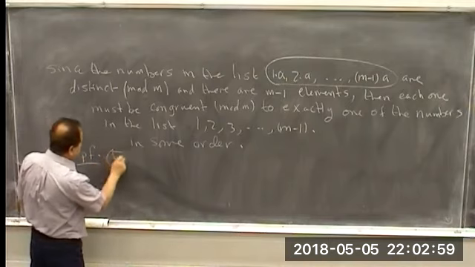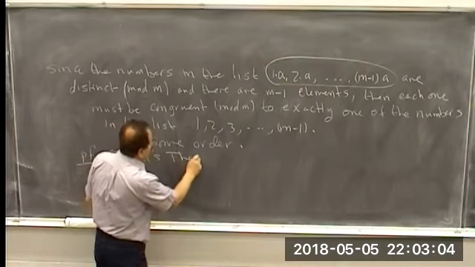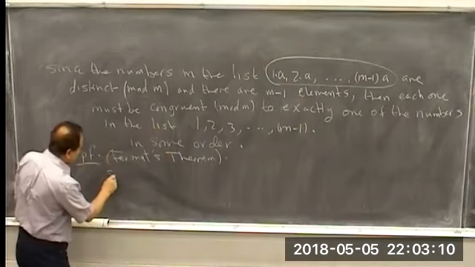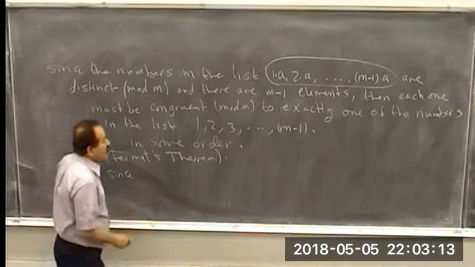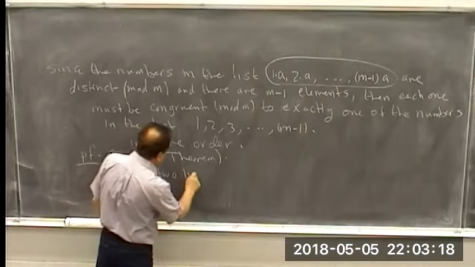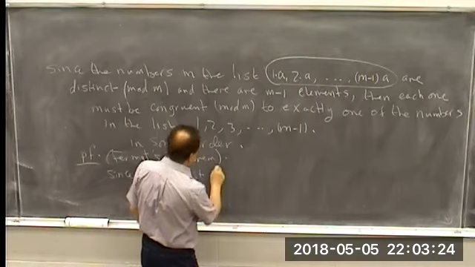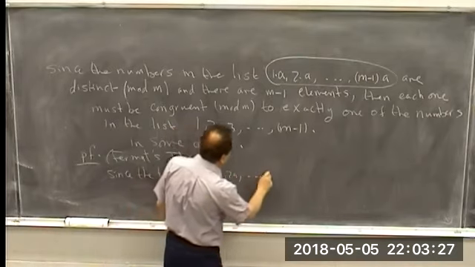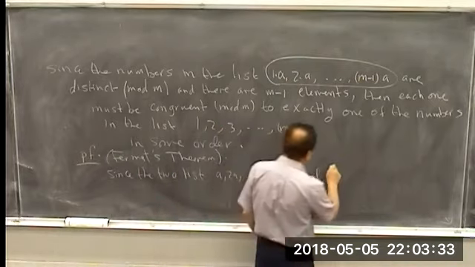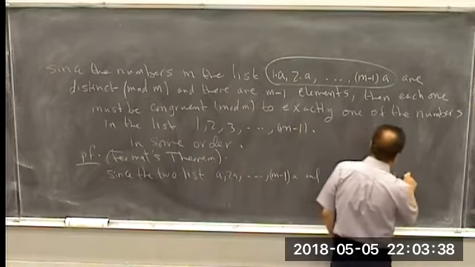All right, now we proceed to the proof of Fermat's theorem, which is going to be very simple. All I have to do is use the fact that the two lists, A up to (m minus 1)A, and 1, 2 up to m minus 1, are the same.